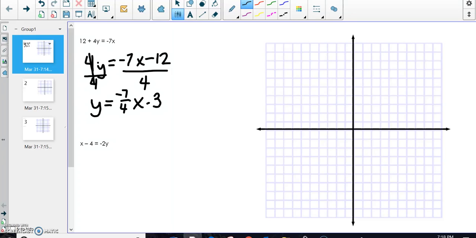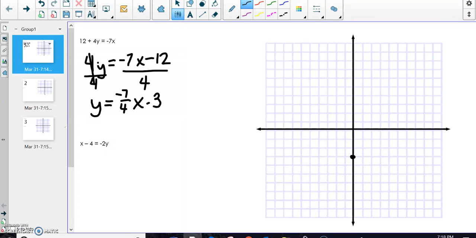So now I'm going to graph this. I'm going to go down to negative 3 and put a point at negative 3. And then I could count up if I wanted to. This is going to be a negative slope, so I could count up and then go to the left, or I could count down and go to the right. I'm going to go up and to the left so that I know it will fit on my graph.